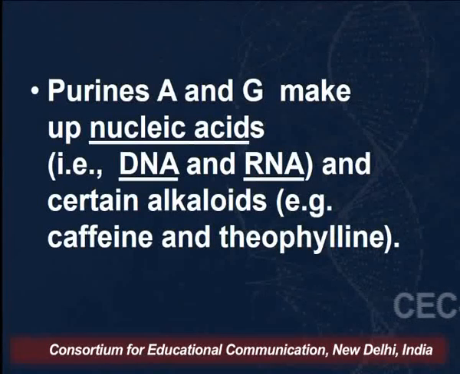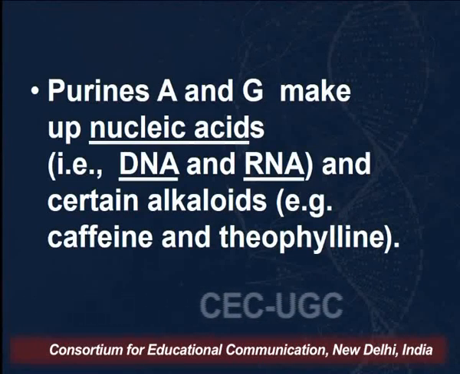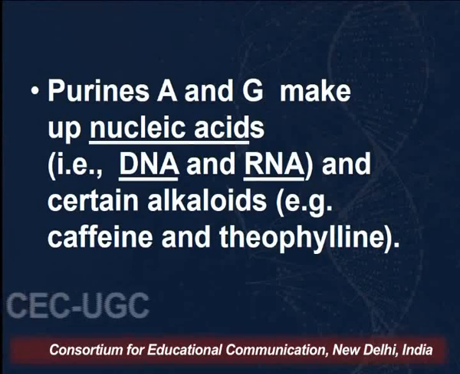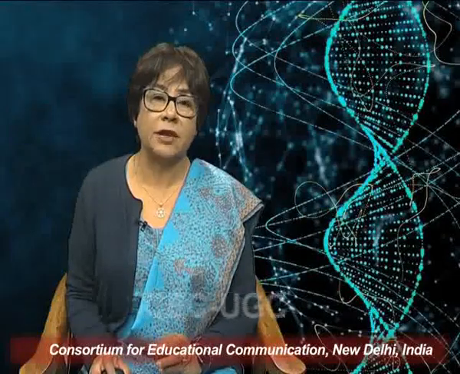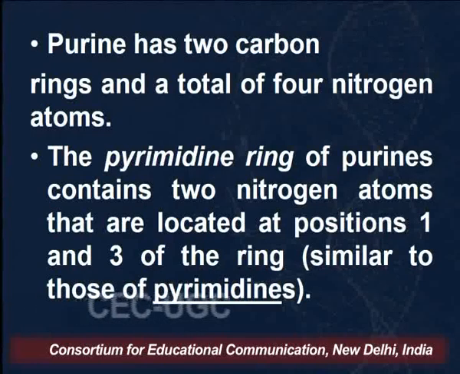Purines A and G make up nucleic acids, that is, adenine and guanine are present in nucleic acids, DNA and RNA, and they are also present in certain alkaloids such as caffeine and theophylline. Purine has 2 carbon rings and a total of 4 nitrogen atoms.